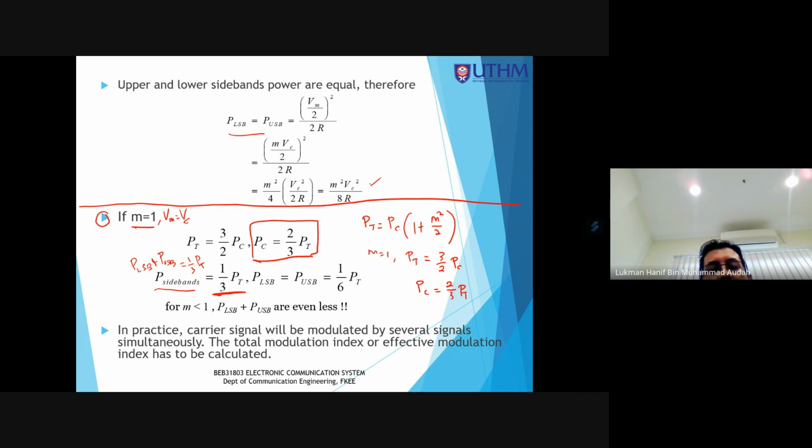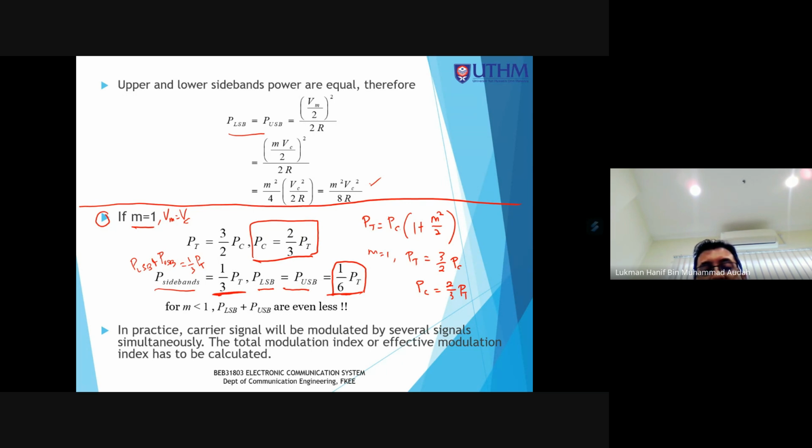Okay. So therefore, since PLSB is equal to PUSB, we just need to divide by 2. 1 over 3 divided by 2, so we're going to get 1 over 6. So each sideband only has 1 over 6 of the total power, which is very small.